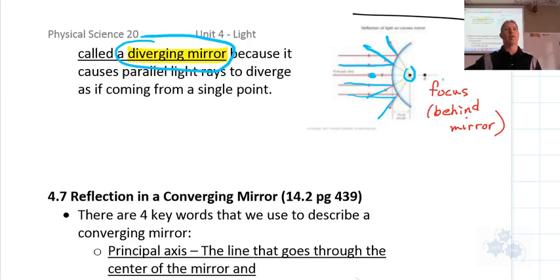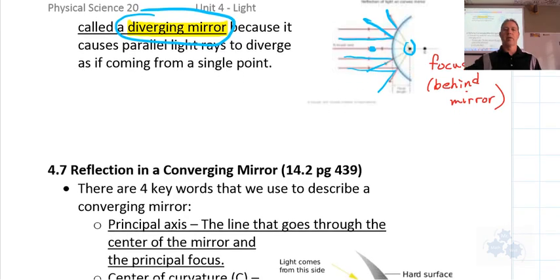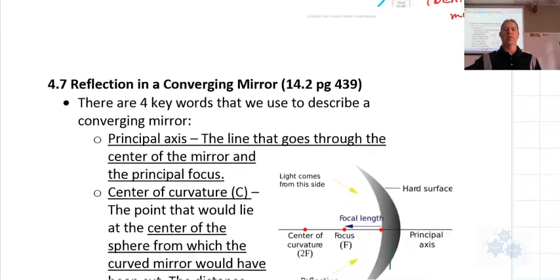Okay, so the whole idea of this focus is really important. On a converging mirror, the focus is in front of the mirror. And in a diverging mirror, the focal point is beyond the mirror. And so you get the same sort of behavior of the light rays, except with the focus being in a different spot, you get very different images. Okay, so that's the difference between converging and diverging.